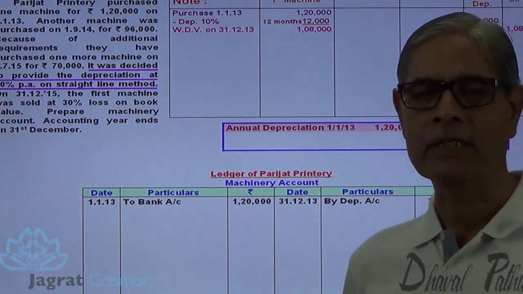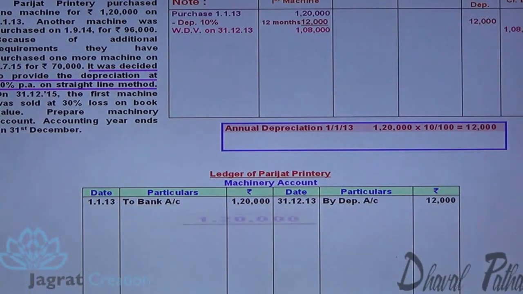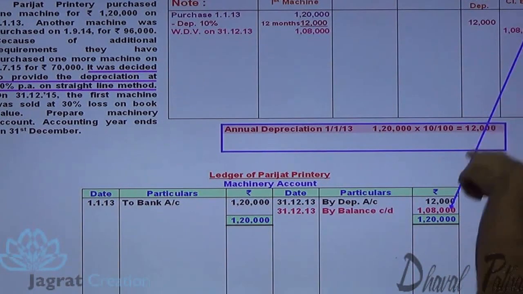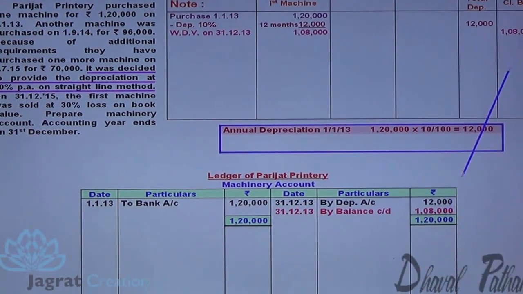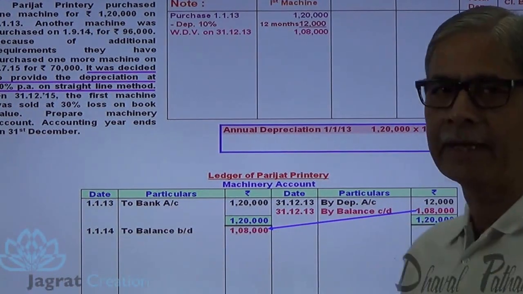This depreciation account is transferred to profit and loss account at the end of the year. But here I am required to find out the closing balance because I prepare only the machinery account. So 1,20,000 minus 12,000, 1,08,000 is the balance carried down that tallies with this working. So this is the closing balance. This closing balance becomes the opening balance in the next year. So here opening balance brought down 1,08,000.